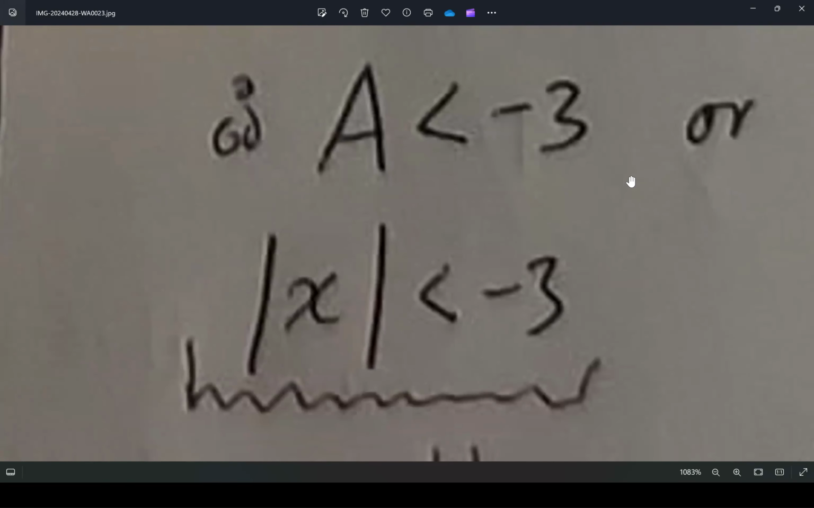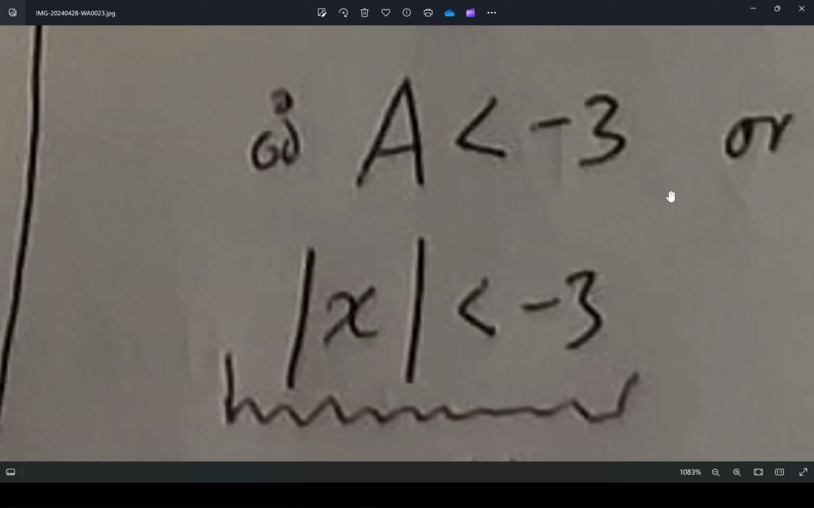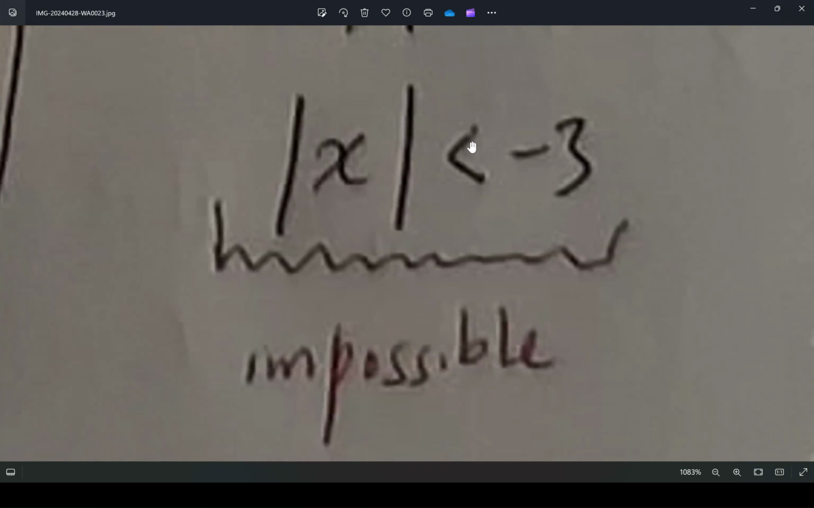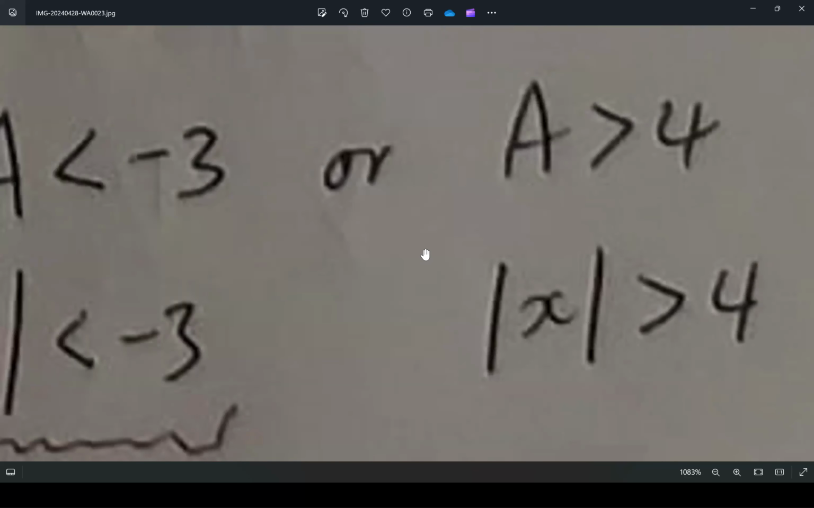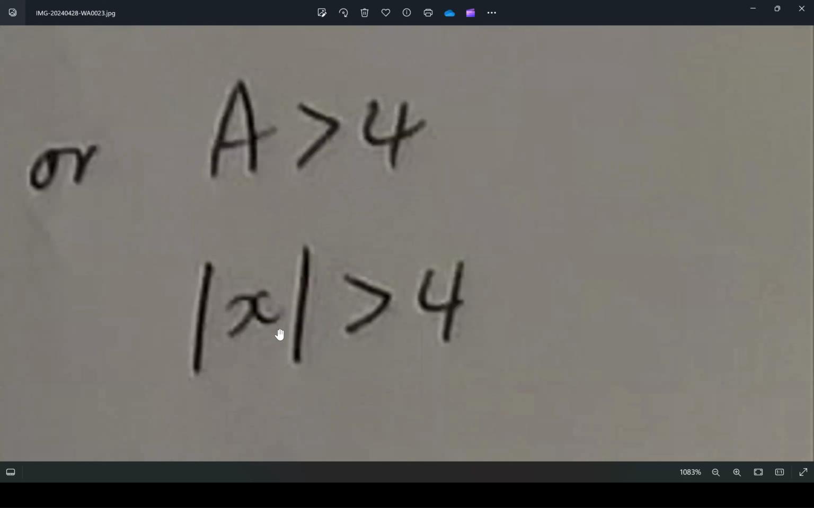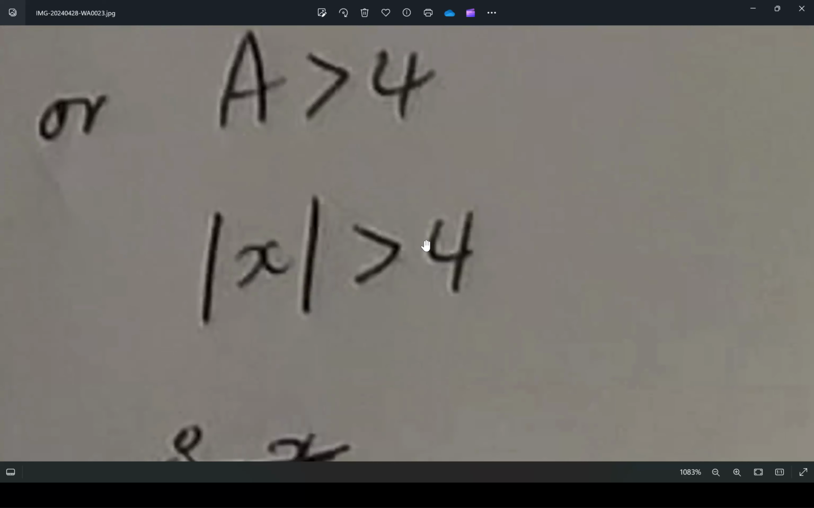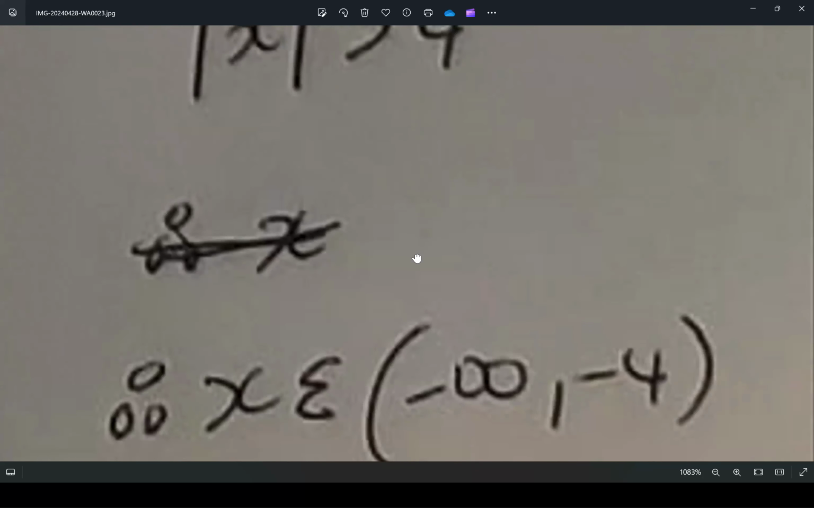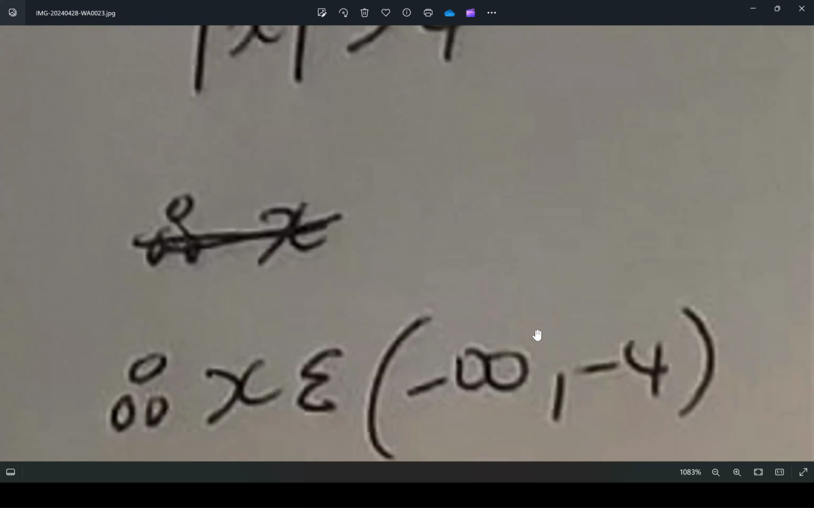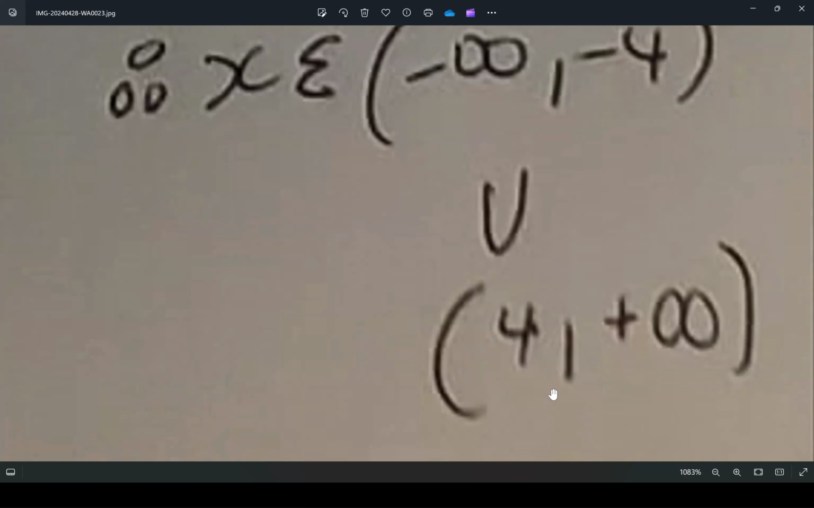So if we had a is less than -3, then the modulus of x is less than -3. Can the modulus of a number be less than a negative number? No, the modulus will always be 0 or a positive value. So this part is impossible, right? If a were greater than 4, then the modulus of x will be greater than 4. If modulus of x is greater than 4, then we're really just looking at every value less than -4 and greater than 4.